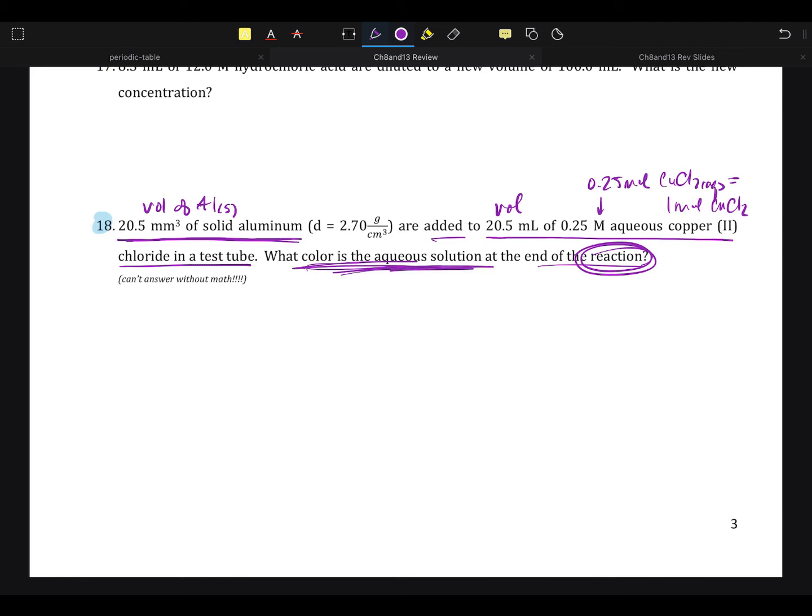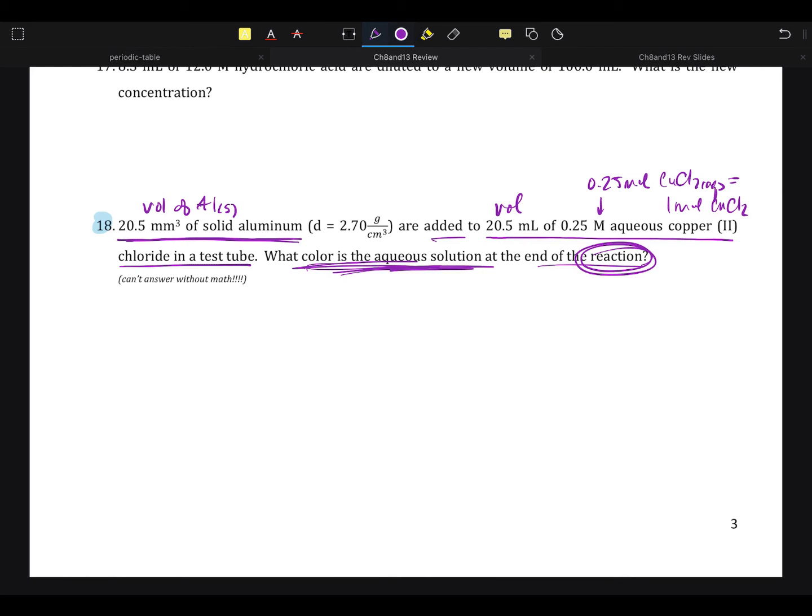Meaning what does our vessel look like at the very end of the process, which really means I need to think about what's the limiting and what's the excess, which again, like we've talked about before, every time we know the amounts of both reactants, that's really what the question's asking anyway. So we already knew that's what we were going to have to do. So let's go ahead and do that.